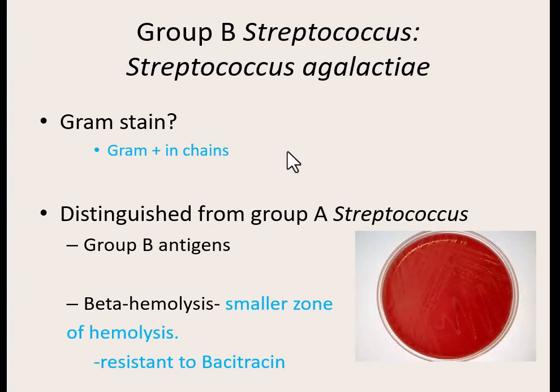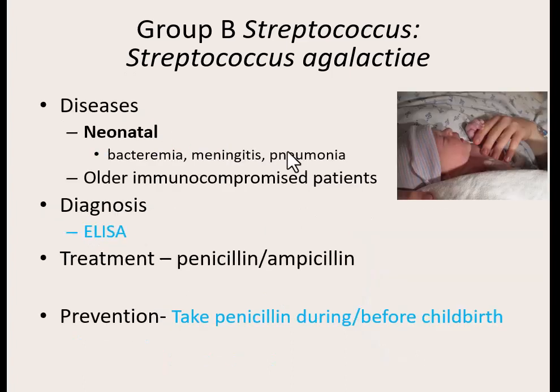Now, Streptococcus agalactiae, two E's at the end. Why we care about this particular bacteria is because, of course, it can cause disease, but the predominant group of individuals that picks up this, that it causes disease in, are newborns. And so it's usually considered a neonatal disease. That doesn't mean other individuals, older immunocompromised patients, are also susceptible, but the highest group of individuals that generally suffer from this particular bacteria are newborns.